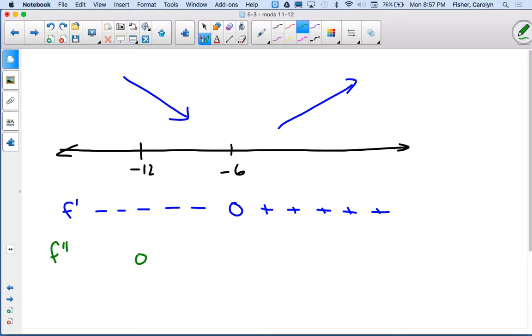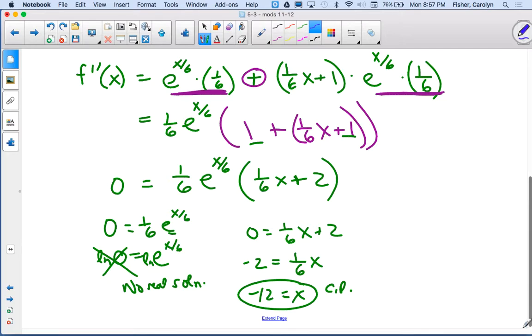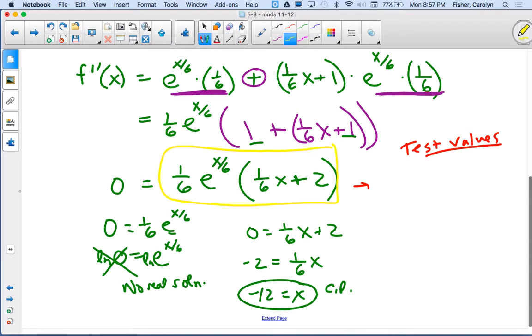And I've got to test two intervals, less than negative 12 and greater than negative 12. I should have maybe written in here that I have decreasing and increasing function, just to emphasize that point. Okay, so let's test some values here. Going down to here, for test values, I am using this factored form, and I'm going to test f double prime of negative 13 and f double prime of 0. So 0 first, let's do that one.